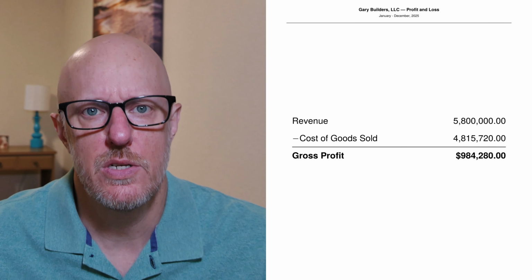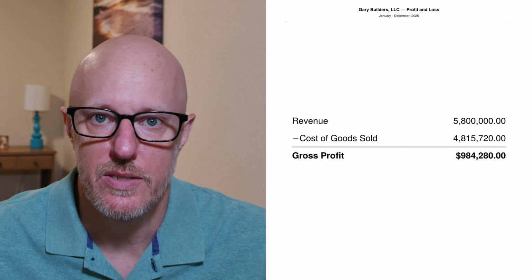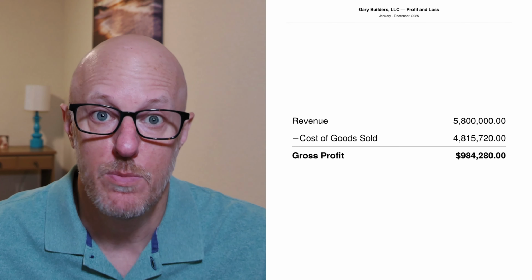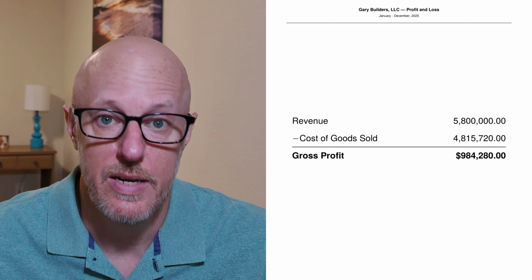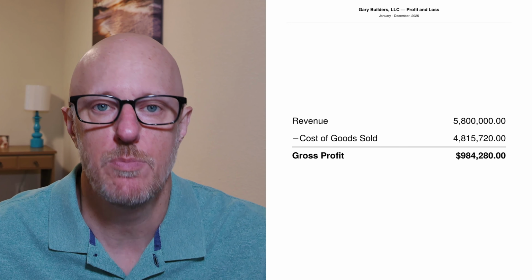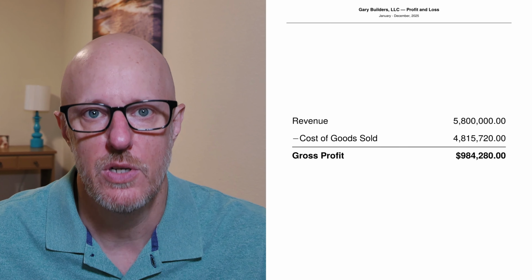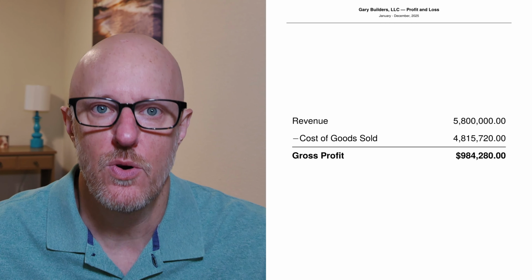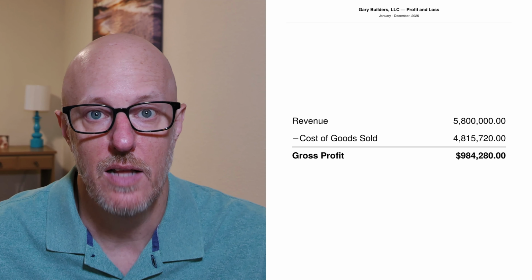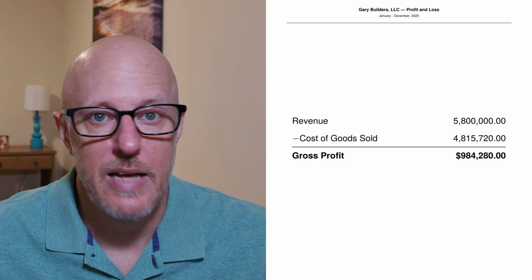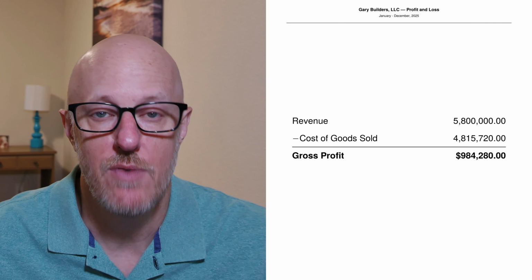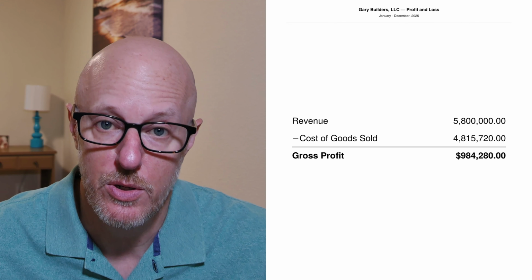Right below cost of goods sold, you'll see gross profit. This is one of the few spots where QuickBooks actually uses the term you'd expect, no confusing wording here. Gross profit is simply revenue minus cost of goods sold. For Gary, that comes out to $984,280. On its own, that dollar figure doesn't tell you much, since a bigger company will naturally have a bigger number just from doing more volume.